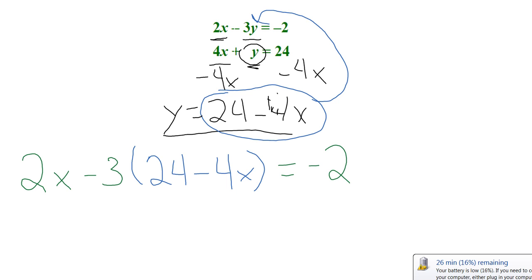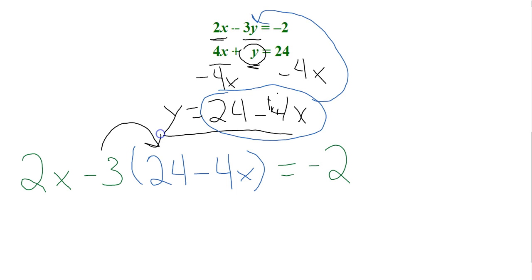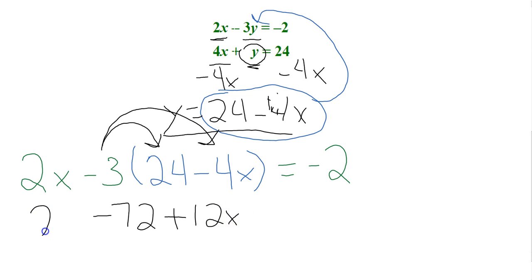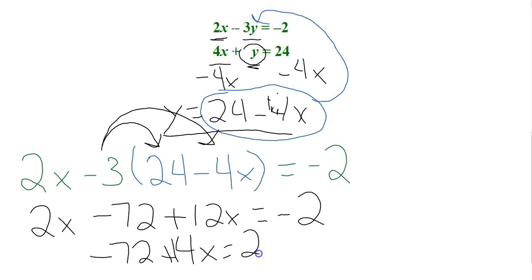First thing we're going to do is distribute. So this negative 3, I'm going to distribute to both of my numbers here. Negative 3 times 24 is negative 72. Negative 3 times negative 4 is positive 12. And I still have my x on there. My 2x didn't change. My negative 2 didn't change. If I combine these, 2x and 12x gives me 14x. So I have negative 72 plus 14x equals negative 2. One more step before I move this problem over is I'm going to add 72 on both sides.